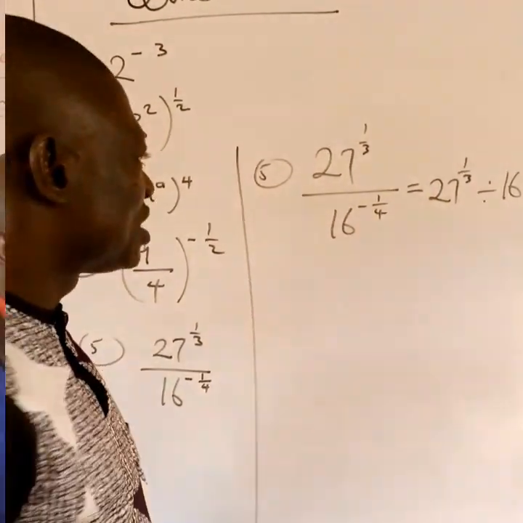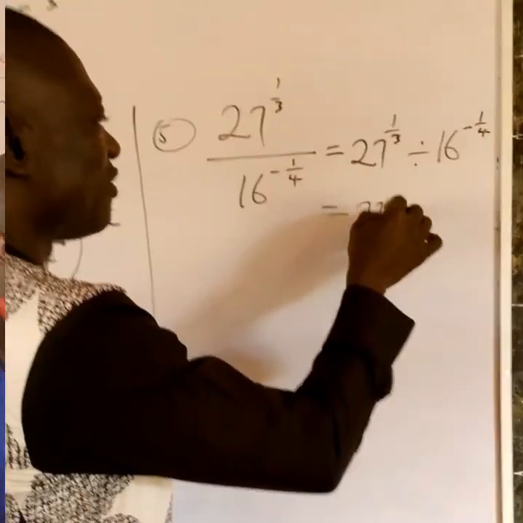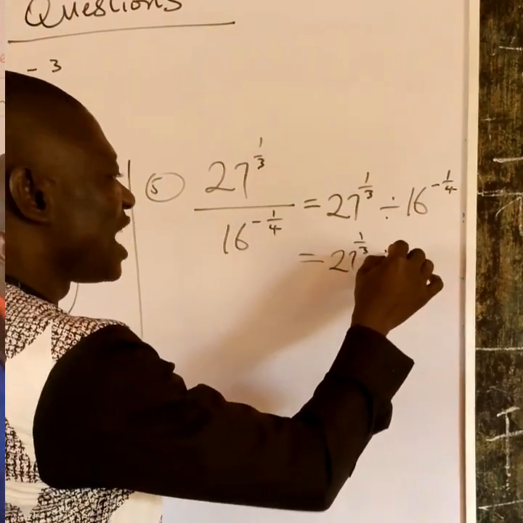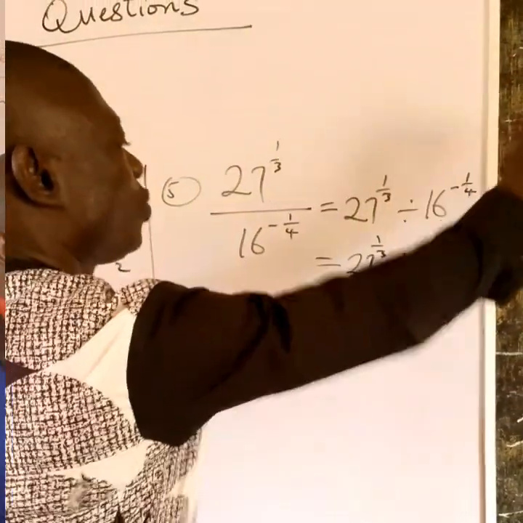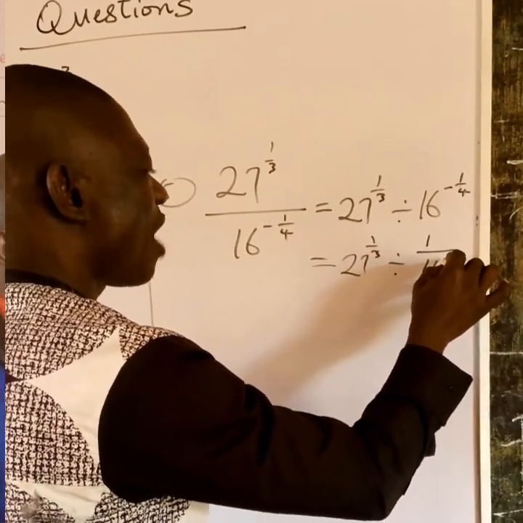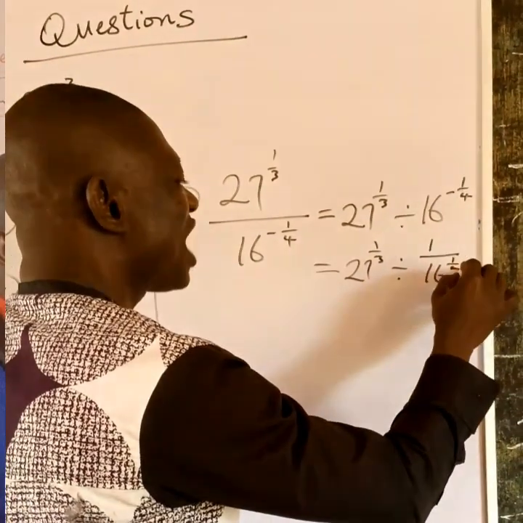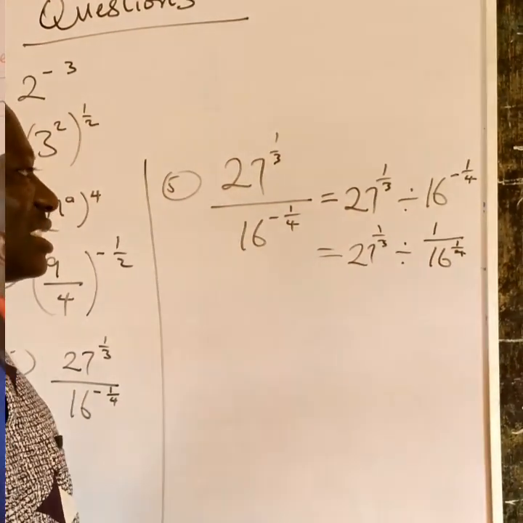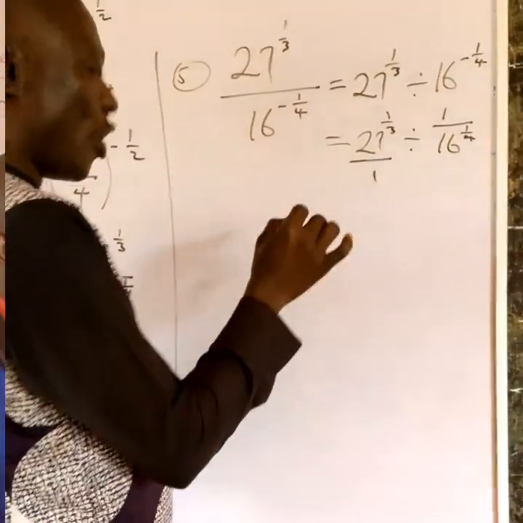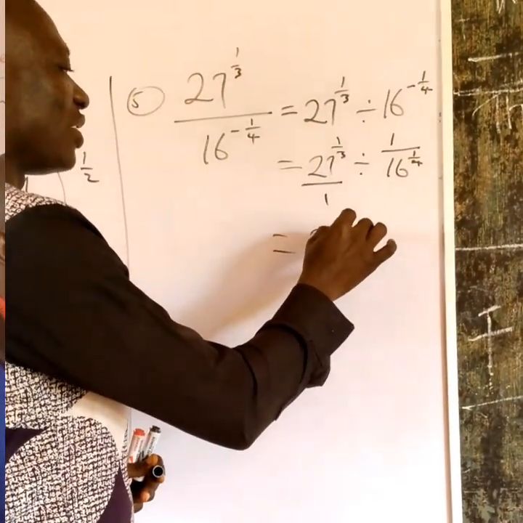And so, let us now try to illustrate that this is going to be 27 raised to the power 1 over 3 divided by, according to the law of indices, put 1 on top. 1 over 16 raised to the power 1 over 4. We have now applied the law of indices and it has changed to become this. Remember that this 27 can be 27 over 1. Alright, this is equal to again 27 raised to the power 1 over 3.